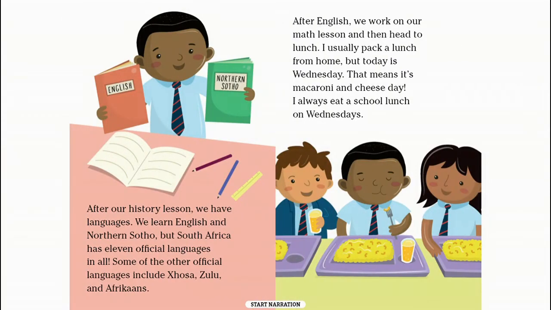That was a pretty good history lesson, all about South Africa. After our history lesson, we have languages. We learn English and Northern Sotho and other languages, because South Africa has 11 official languages. In Canada, we just have 2. We have English, which I'm speaking right now, and we have French. On a le français. We have French and English as our official languages. South Africa has 11 official languages, like Northern Sotho, like Xhosa, like Zulu, like Afrikaans.